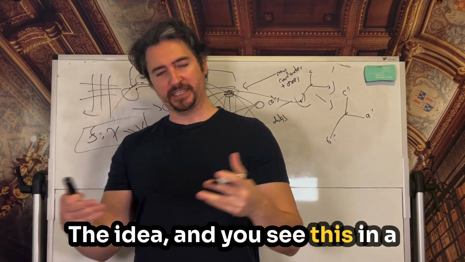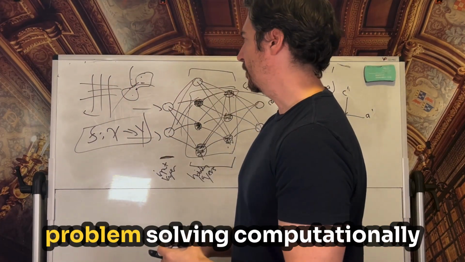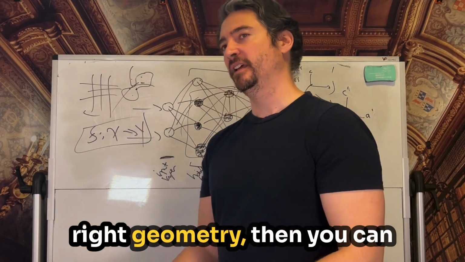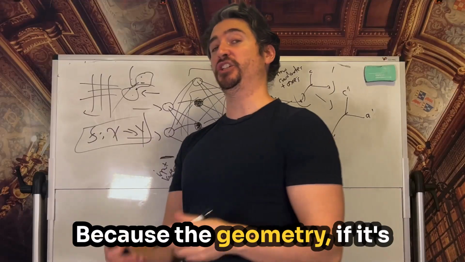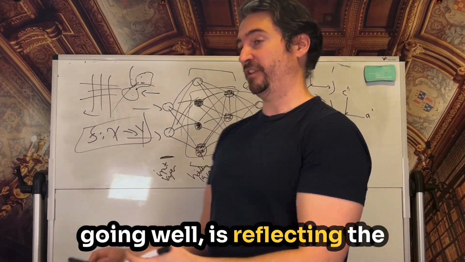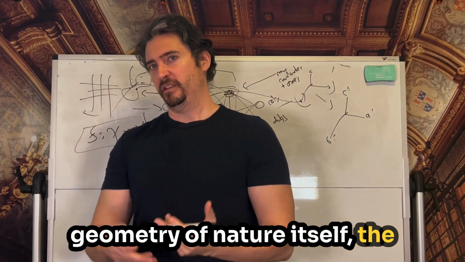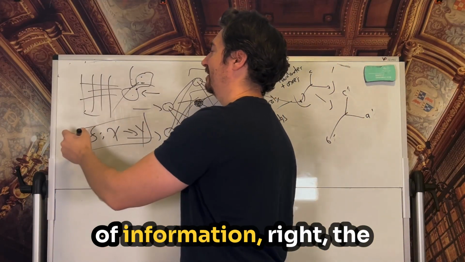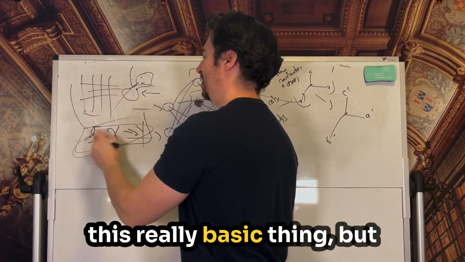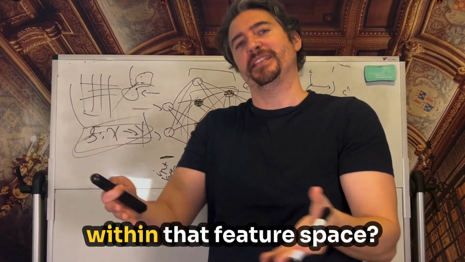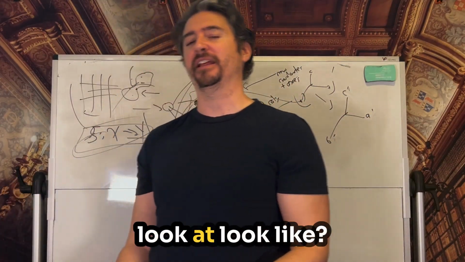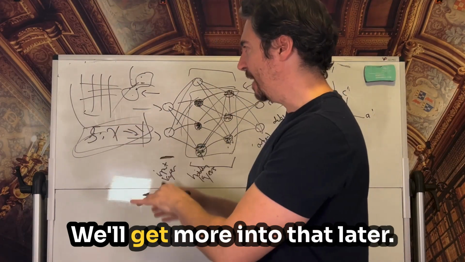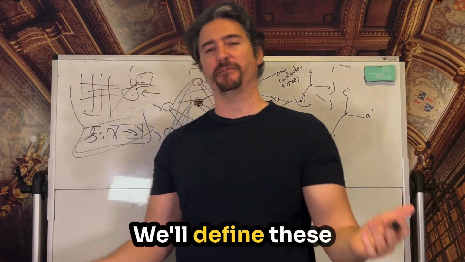The idea, which you see in a lot of science and computational problem solving, is that if you can get the right geometry, then you can compute things more effectively, because the geometry, if it's going well, is reflecting the geometry of nature itself, the geometry of information. If you collect a bunch of information, the original assumption is this really basic thing, but what's the actual geometry within that feature space? What does the playground look like? That might sound hand-wavy, and it's obviously extremely conceptual. We'll get more into that later and define these things mathematically.